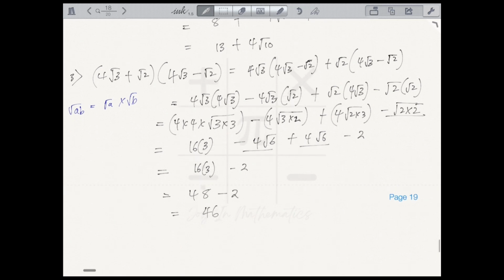Now we notice something. When we multiply surds that are conjugates, even though they have the same values, the sign between them is different. We have positive here, we have negative here, and we will have a whole number. So that is what we'll be looking at in the next video.